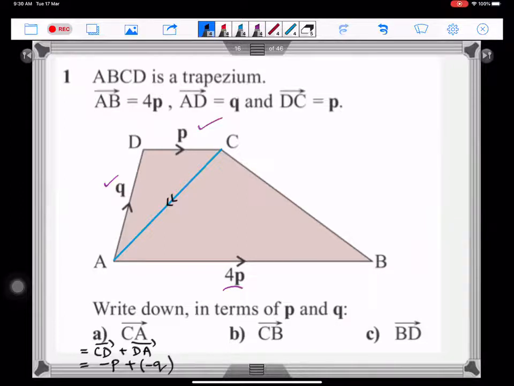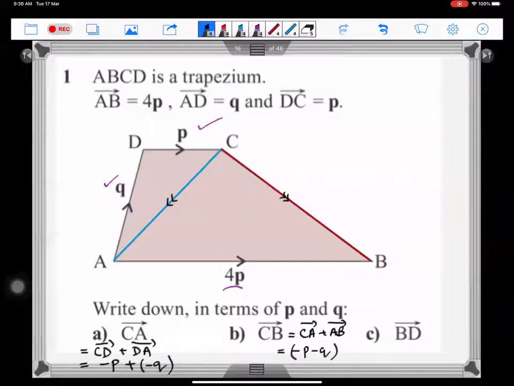What about CB? How can I find this? I can use this newly found CA, that's one approach. So I can say CB is CA plus AB. What is CA? Minus P minus Q. What is AB? Plus 4P. So therefore, this simplifies to 3P minus Q.